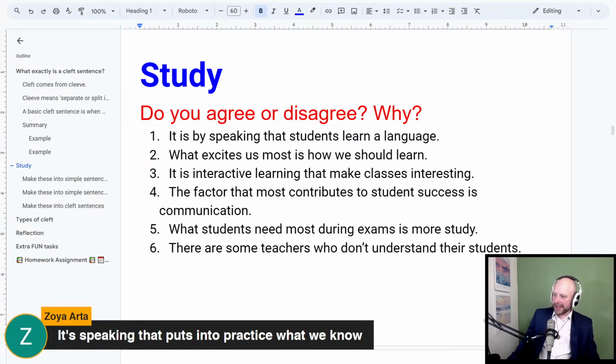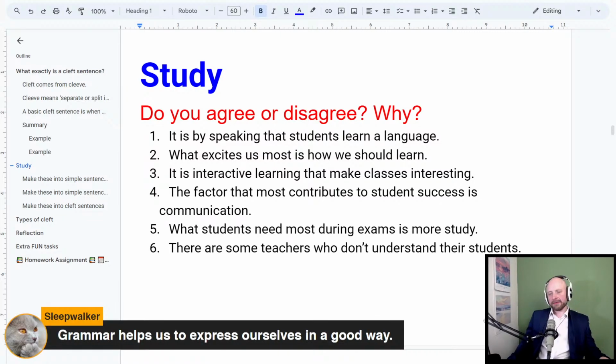What about number 3? It is interactive learning that make classes interesting. Do you like interactive learning in the classes? Do you like to be able to interact and talk and practice? Or do you prefer to have an expert teacher with great explanations who will just tell you what the right answer is and what to do?